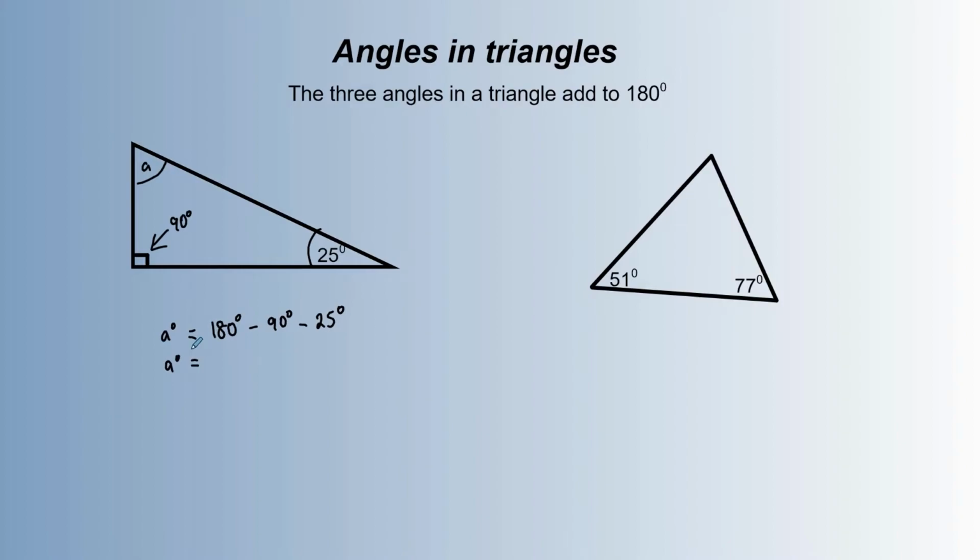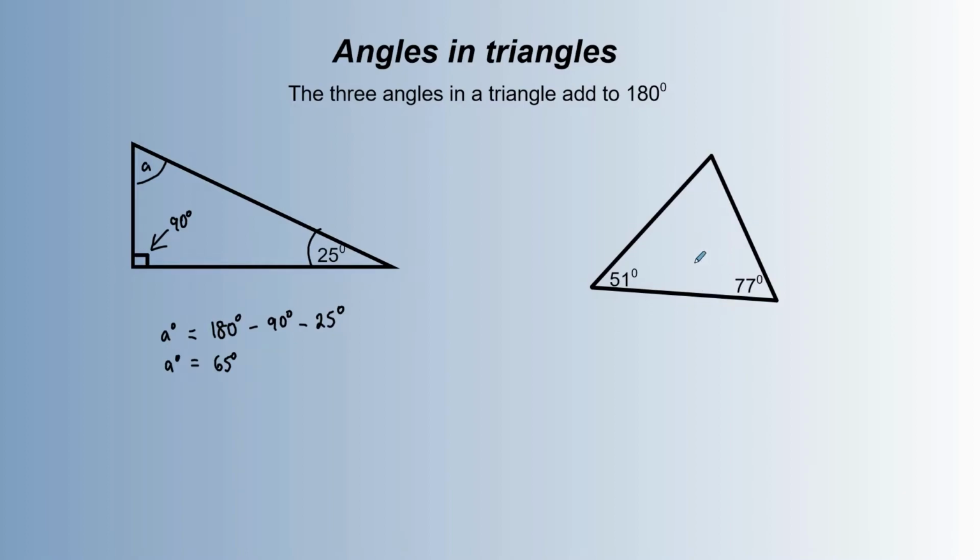And that's all you're doing for your working, the same idea as the previous angle questions we've covered. 180 for the full triangle, subtract the angles you know, and that'll give you the last remaining angle. So 180 minus 90 is 90, take away 25 would be 65 degrees. So our missing angle up here is 65 degrees.